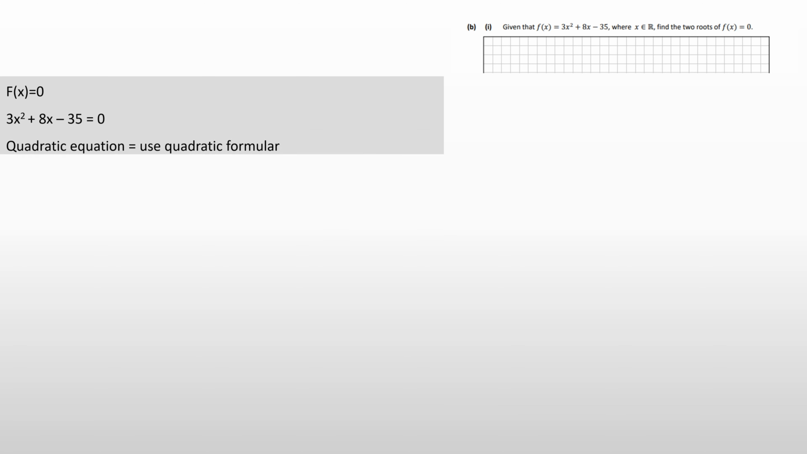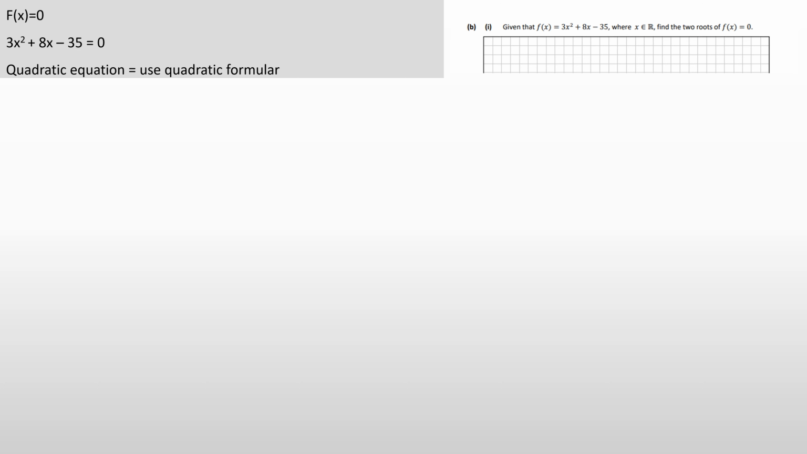So part B is saying, given that f of x equals 3x squared plus 8x minus 35, where x is a real number, find the two roots of f of x equals 0. Okay, so what does that mean in English? So it means that they are saying that function f of x, which is 3x squared plus 8x minus 35, let it equal to 0. So they're saying f of x equals 0. So let it equal to 0 and find the roots. So roots is another way to say solve it or find x. Find the two values of x that satisfy that.